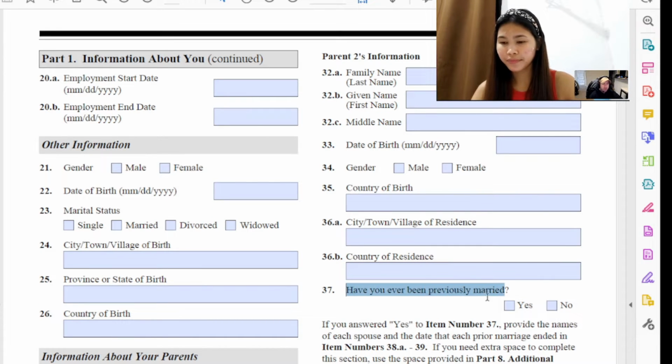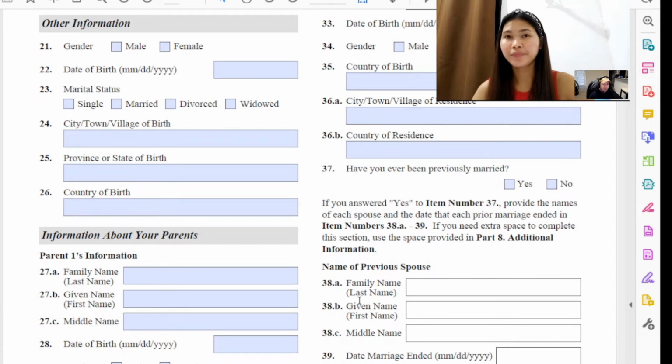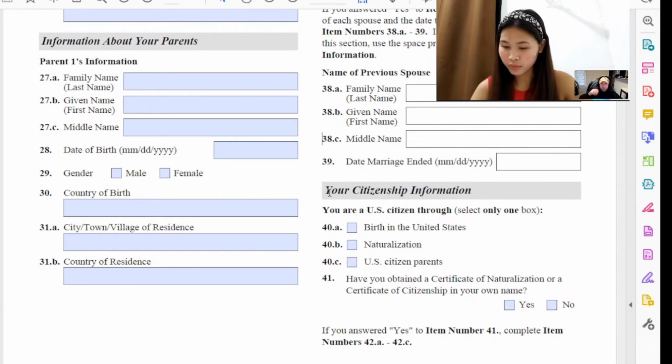And then it's going to ask you, have you ever previously been married? That means you. In my case, I would hit yes, and then it would say name of previous spouse. This is where you put who you were married to: their family name, their given name, their middle name, and the date that your marriage ended, when it was dissolved.